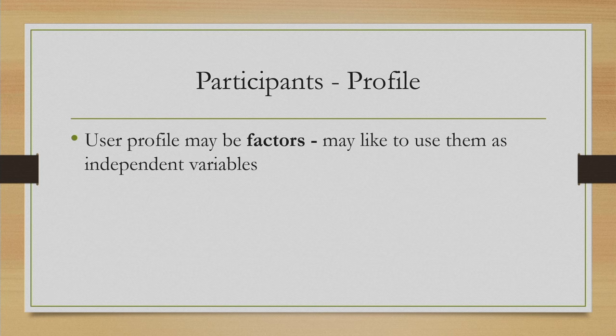Now, the user profile may be factors, that means independent variables. We may like to use them as independent variables or factors in our study. We may like to know the relationship between different characteristics in the profile and the outcome. For example, age, gender, economic background, cultural background, educational background, each of these can be a potential factor which can influence the outcome. So, you may like to use them as factors as well.